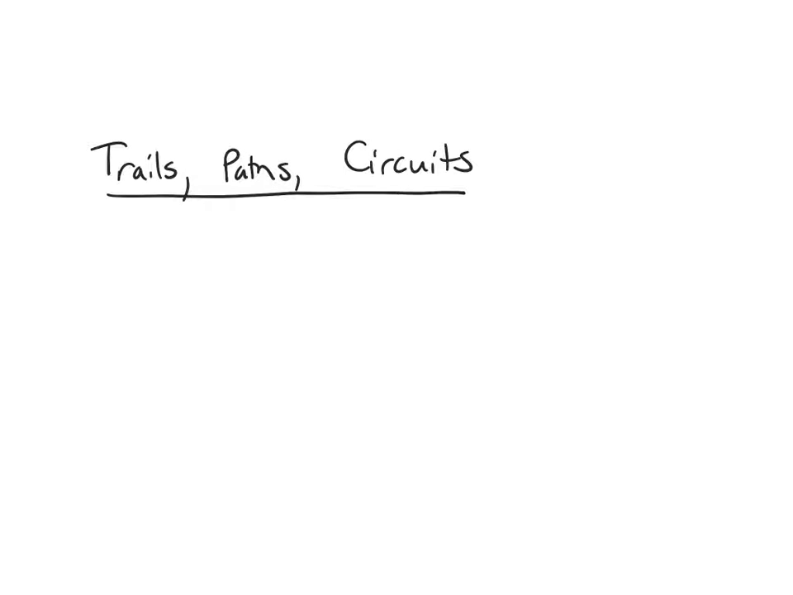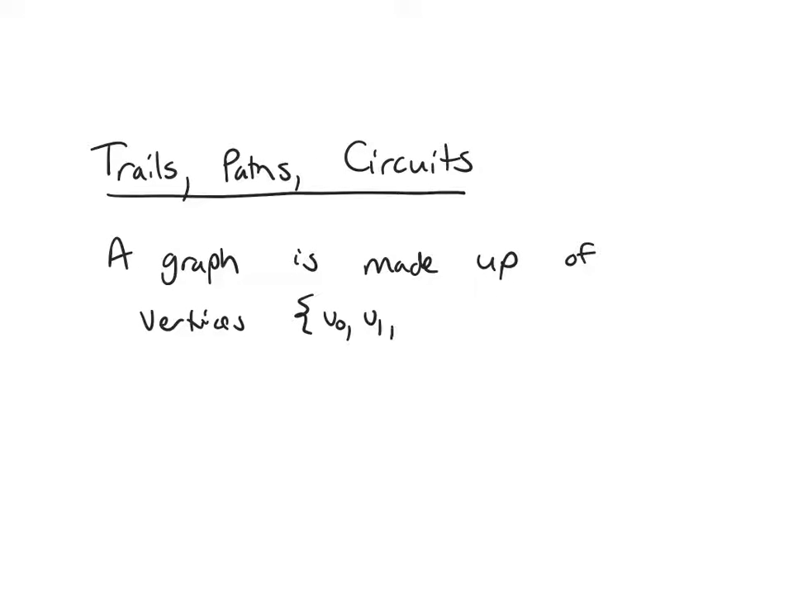So now we're going to start discussing trails, paths, and circuits. So let's start by talking about a graph. A graph is made up of vertices, V0, V1, Vn, and edges. So we'll use E's for those, E1, E2, all the way up to EM.